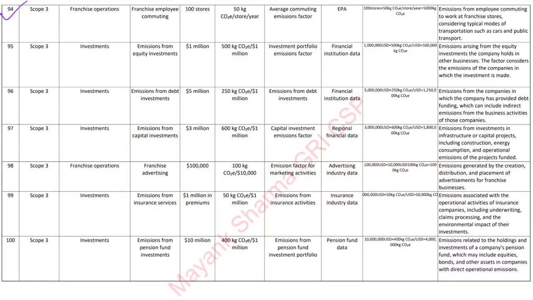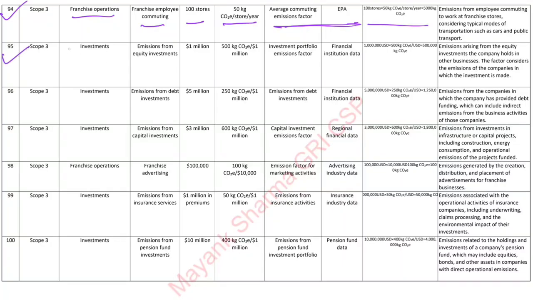Next, example number 94 is scope 3 emissions, franchise operation. Again, franchise employees are commuting, with the number of stores. The emission factor for commuting we are taking from EPA as a reference. So when employees are commuting to work at the franchise stores, considering the typical mode of transportation such as cars and the public transport, we do the calculation here multiplying the emission factor with the stores.